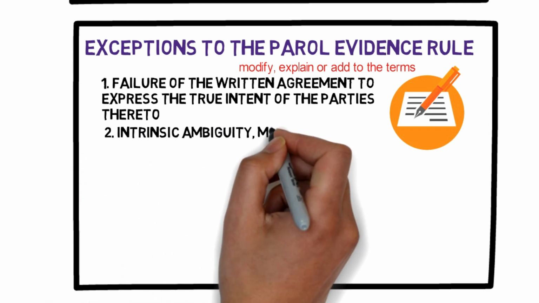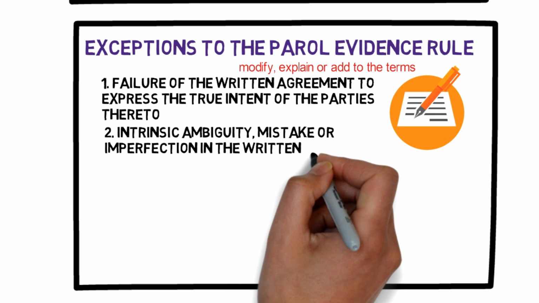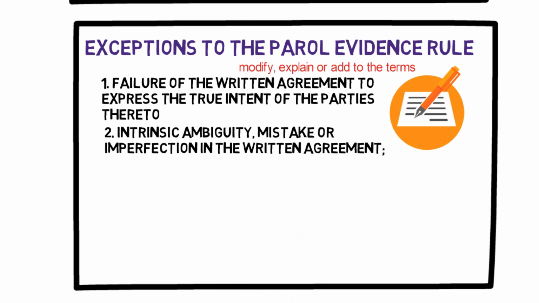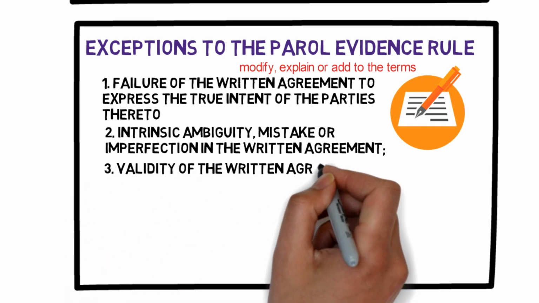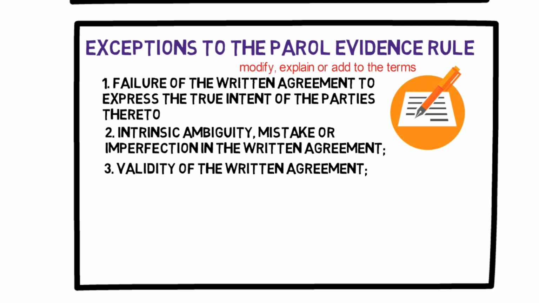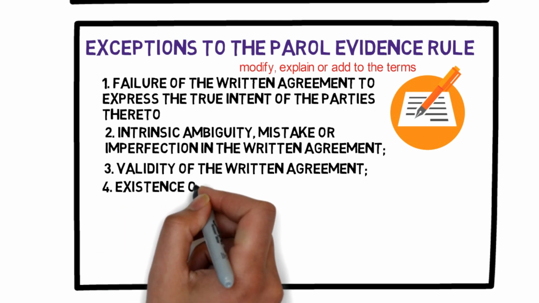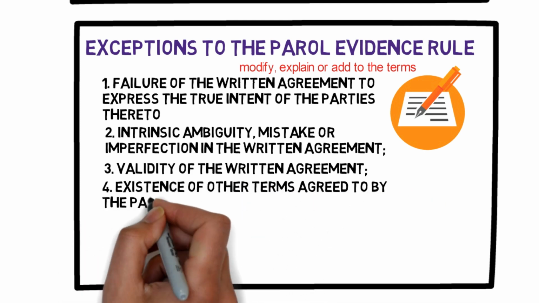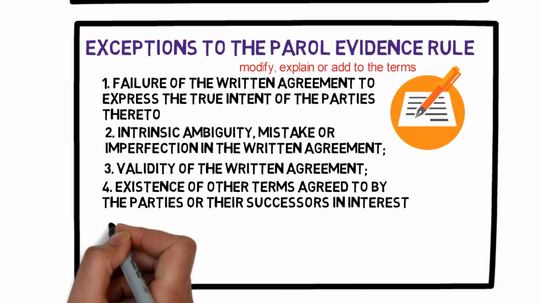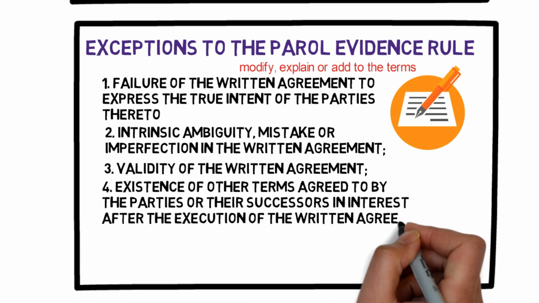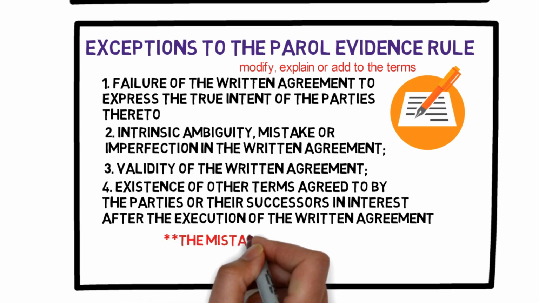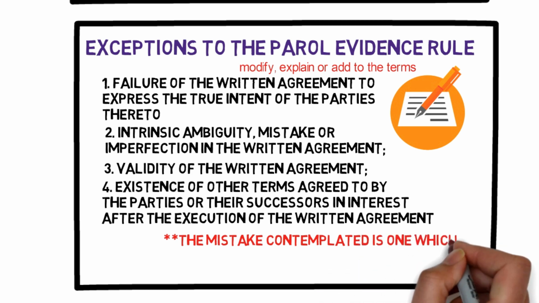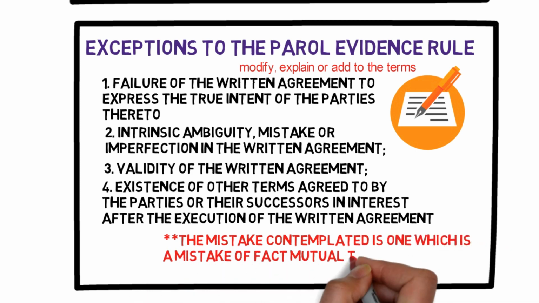2. Intrinsic ambiguity, mistake, or imperfection in the written agreement. We will discuss this further later. 3. Validity of the written agreement. Halimbawa, wala talaga silang pinagkasunduan. 4. Existence of another terms agreed to by the parties or their successors in interest after the execution of the written agreement. What do we mean by mistake in number 2? The mistake contemplated is one which is a mistake of fact, mutual to both parties.